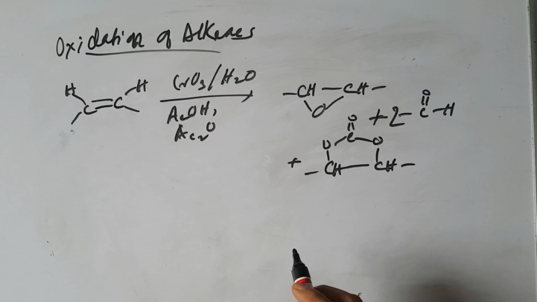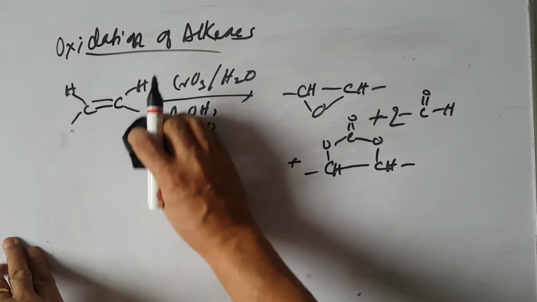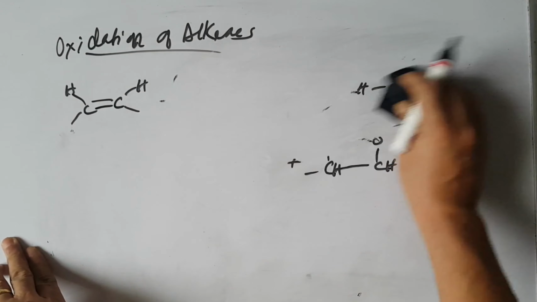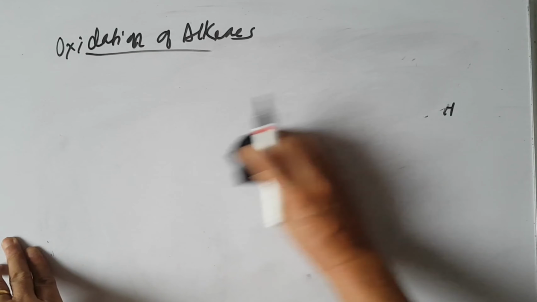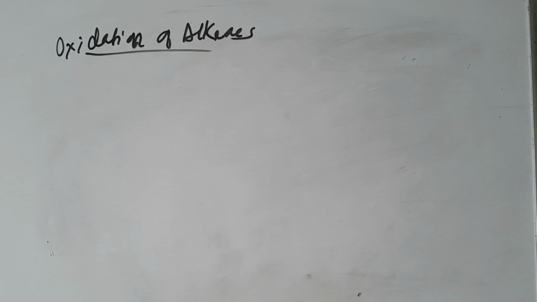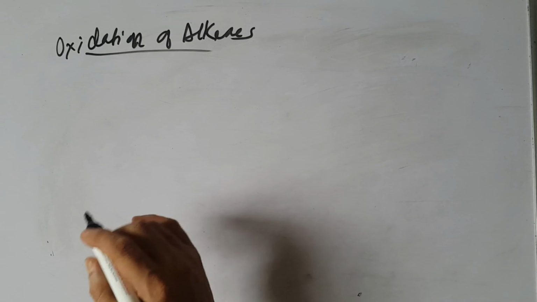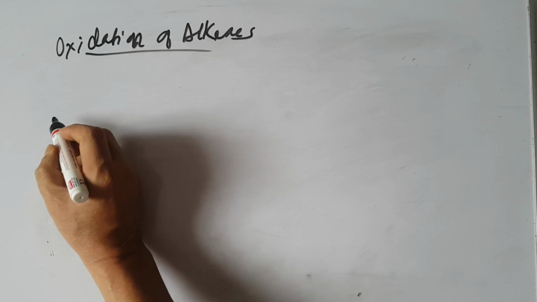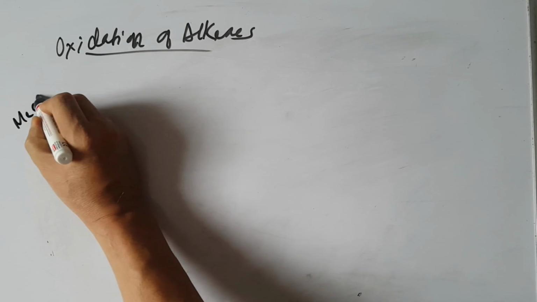First, I will write the mechanism of the reaction. The oxidation of these alkenes by chromium compounds gives a mixture of products, so it is not so important for synthesis in organic chemistry. So let's see the mechanism of the reaction.